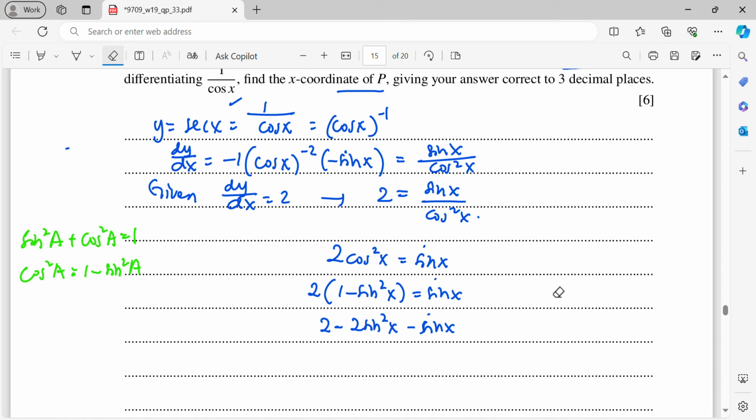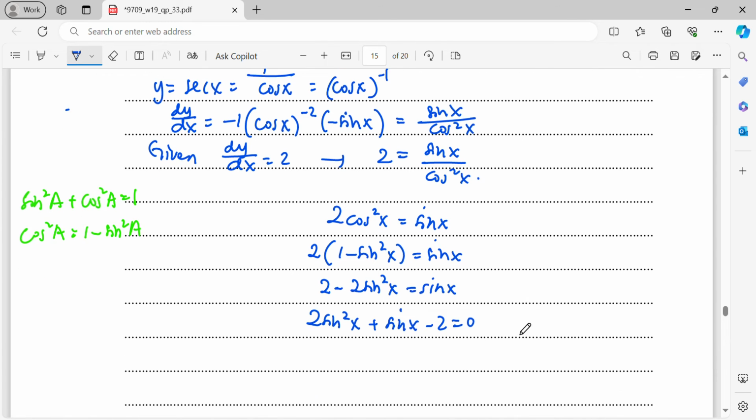Okay, and now here, all the terms will be moved to the other side. So it means that I will be getting 2 sin squared x plus sin x minus 2 equals 0.